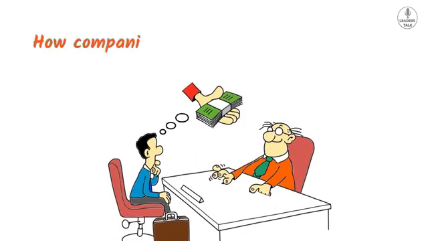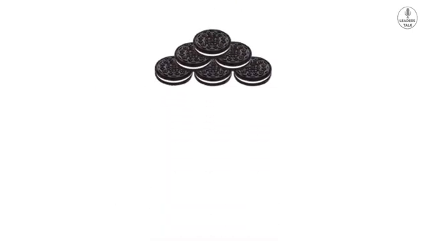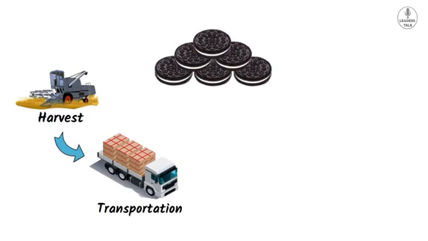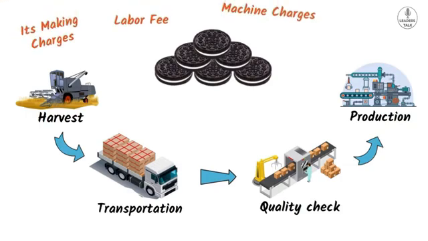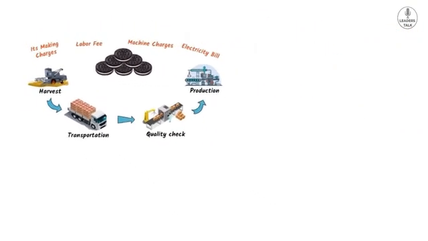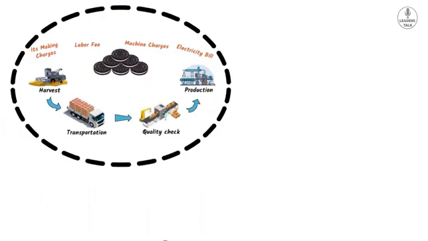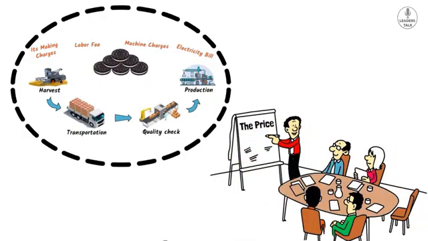Let's discuss some cases of how companies decide their product price. Let's take the example of Oreo biscuits, because in the factories there are many steps which are performed, like harvesting the crop, transporting the crop from the field to the company, quality check, and production. There are many more steps which increase the cost price. After calculating all these things, we have to calculate the making charges, labor fee, machine charges, electricity bill, and many more small calculations. Companies calculate all this in a standard form, and then they decide the price of their product, in which they include all the small details like packaging and all.